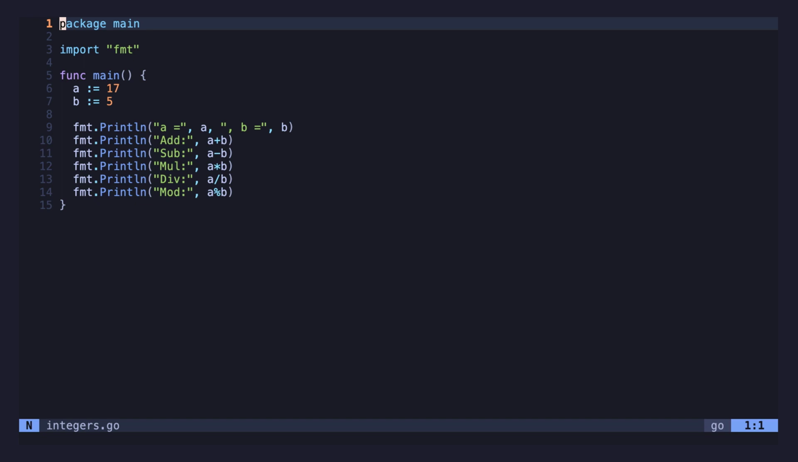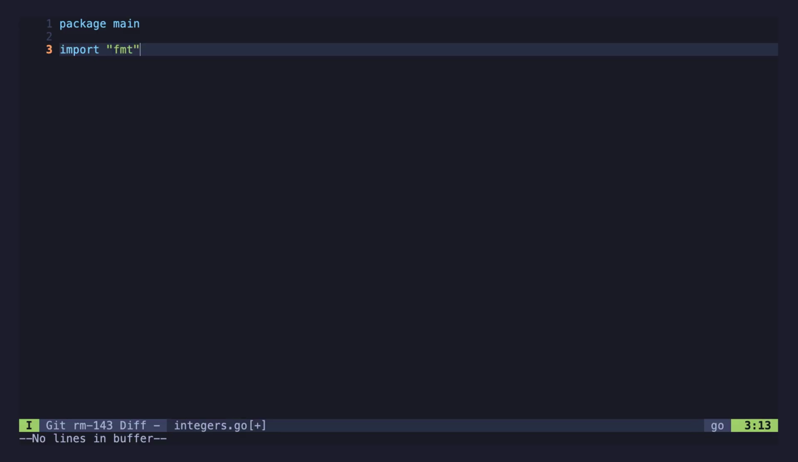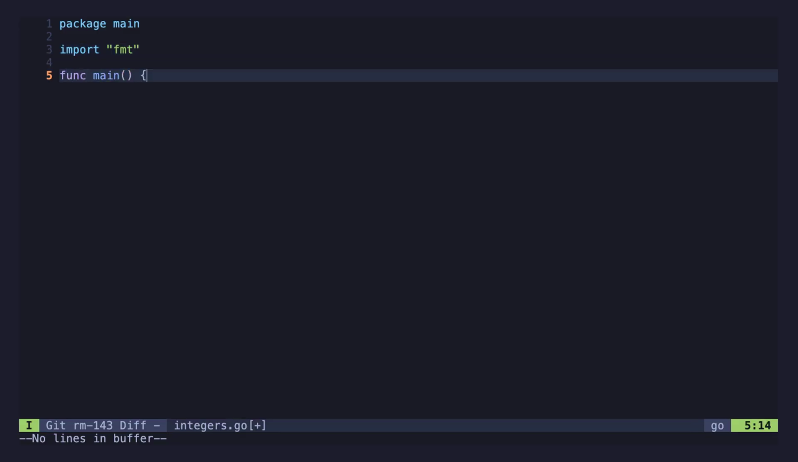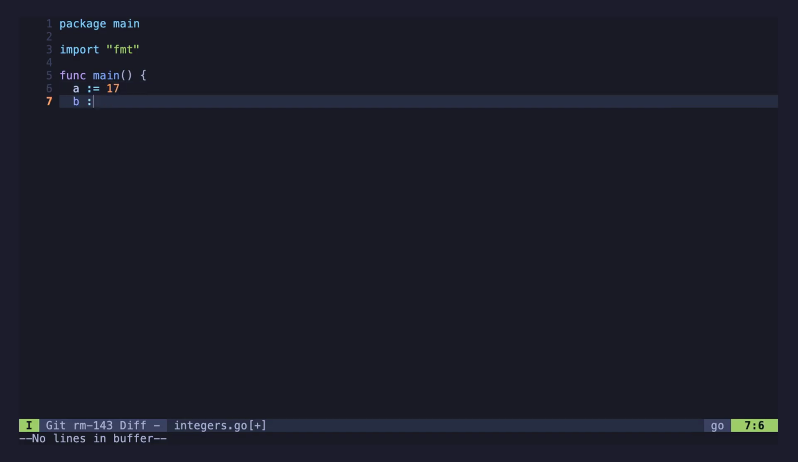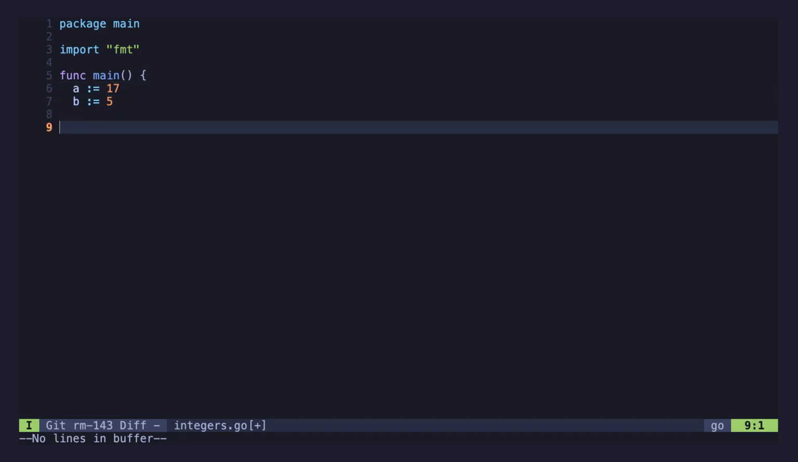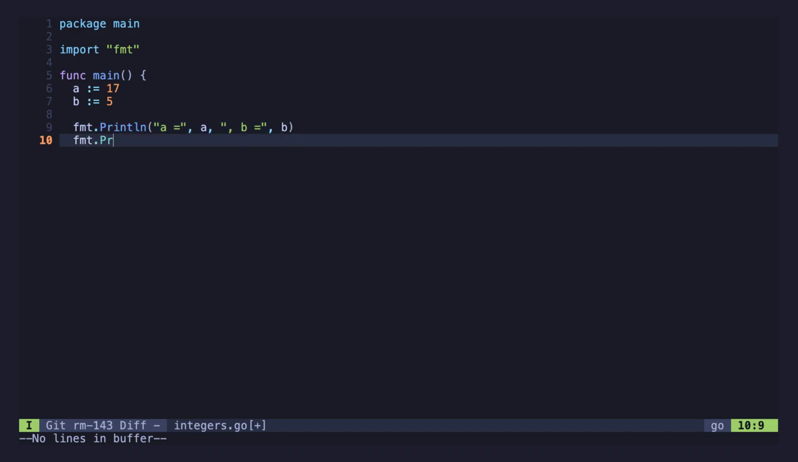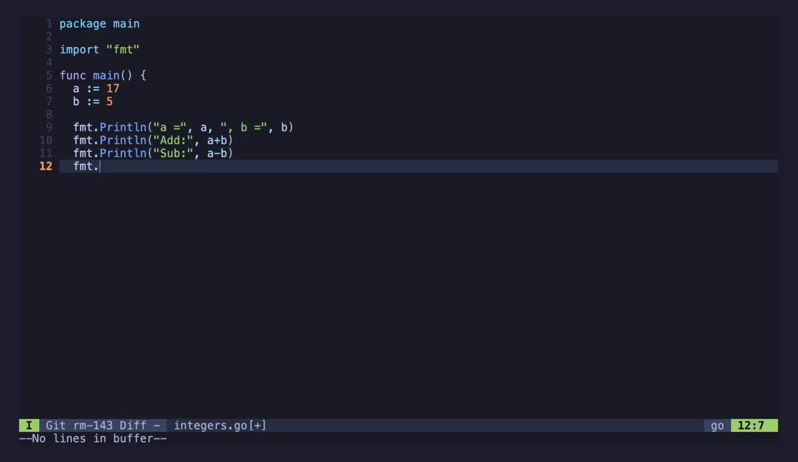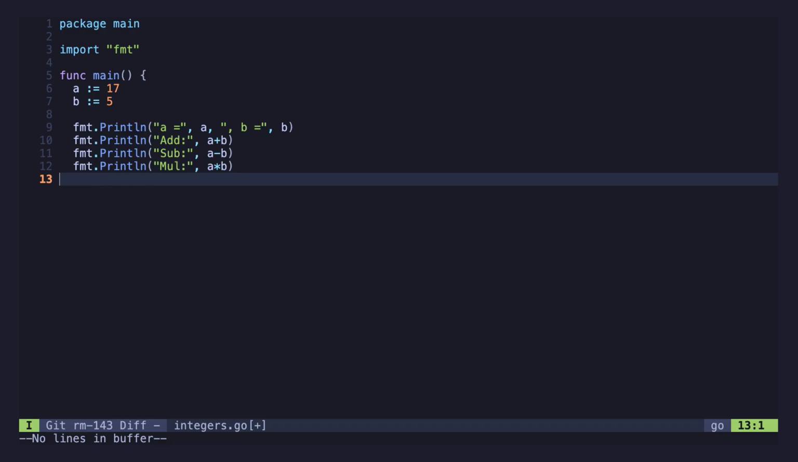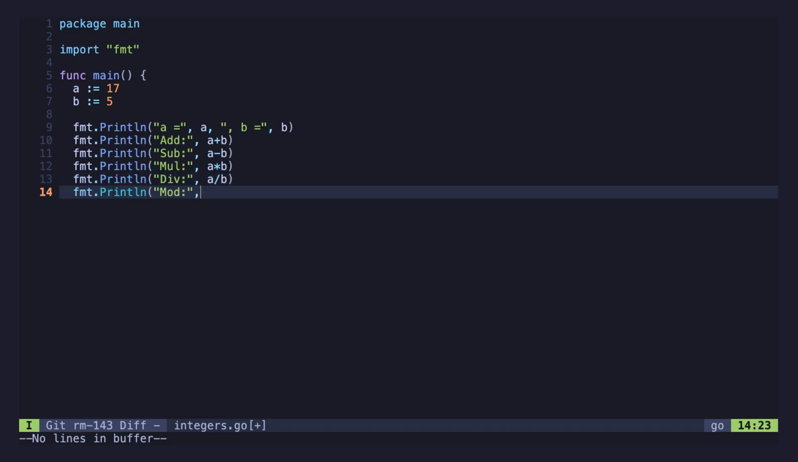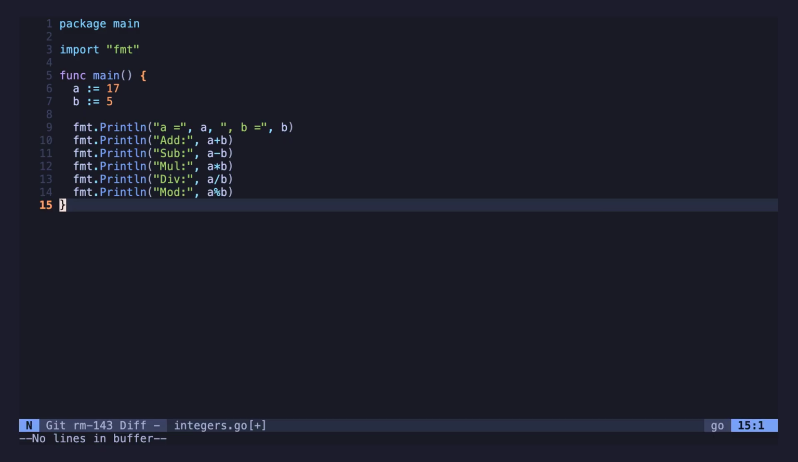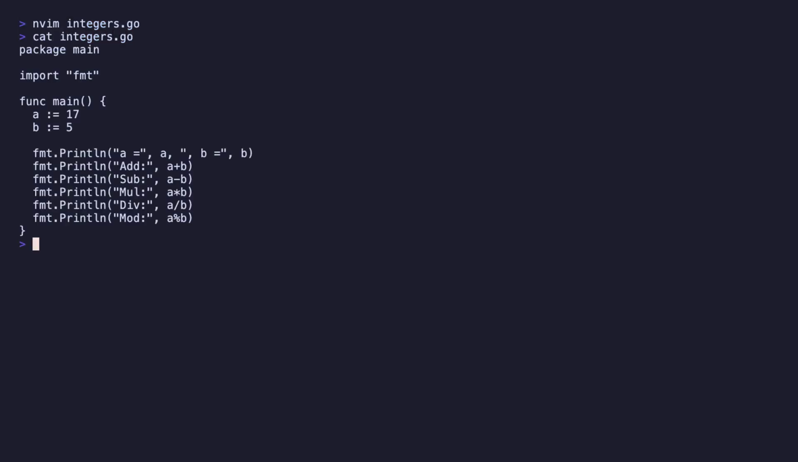Let us start with integer arithmetic. We define two integer variables, a and b. Go supports addition, subtraction, multiplication and division. Integer division discards the decimal. Modulo gives the remainder. 17 divided by 5 is 3 with remainder 2.